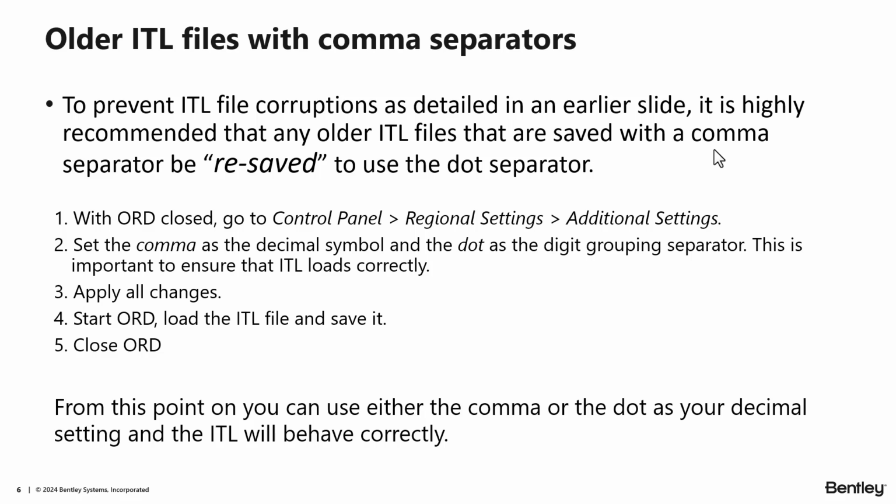With ORD closed, go to your regional settings and set your comma as the decimal symbol and the dot as the digit grouping separator. That's important to make sure the ITL file loads correctly. After you've applied your changes, you just start ORD, load the ITL file, and save it. And then we'd suggest closing ORD. From that point on, you're welcome to use either the comma or the dot as your decimal setting, and the ITL will behave correctly.